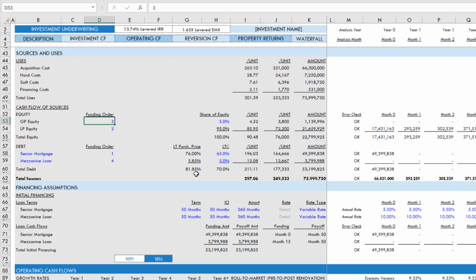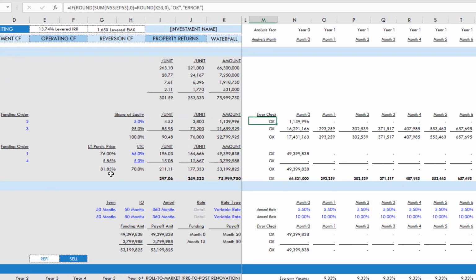Actually, let's reverse that, right? And that way, GP equity is happening first, LP equity second. And so if we look out here to the right, what we see is GP equity, all of it happens in time 0. LP equity contributes what it needs in order to cover the requirements, the uses in time 0.